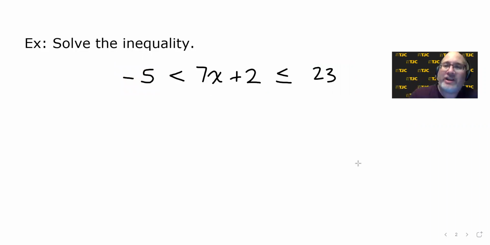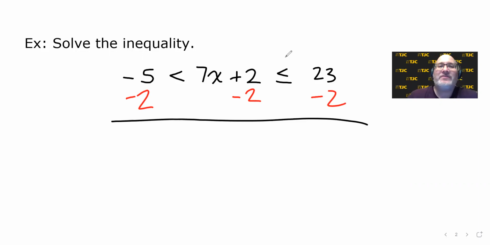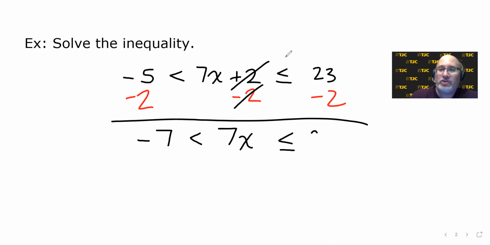Keep in mind that we are trying to get the x by itself, so our moves are dictated by getting the x by itself. Our first move is going to be to subtract 2 from the middle, but whatever we do in the middle, we have to do on both the left and the right. On the left, we get -5 minus 2, which is -7, is less than. In the middle, the 2's cancel, leaving a 7x less than or equal to. And on the right, we have 23 minus 2, which is 21.